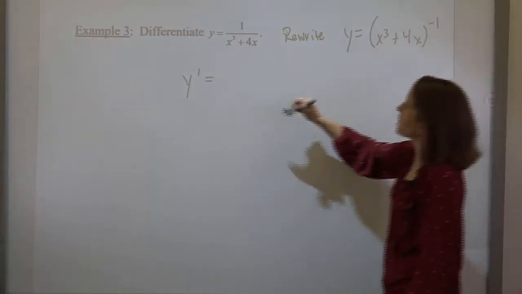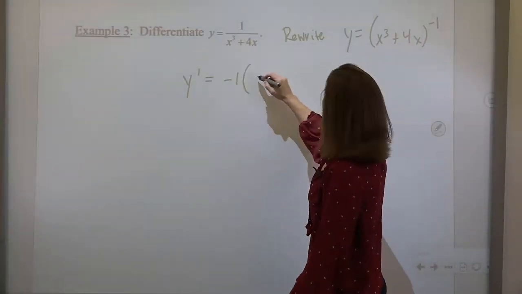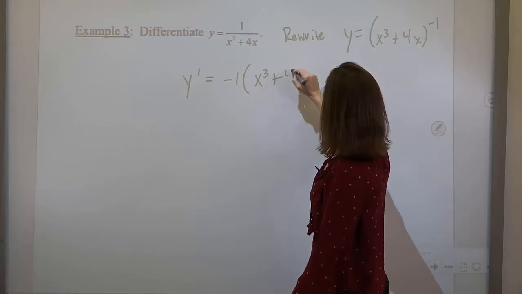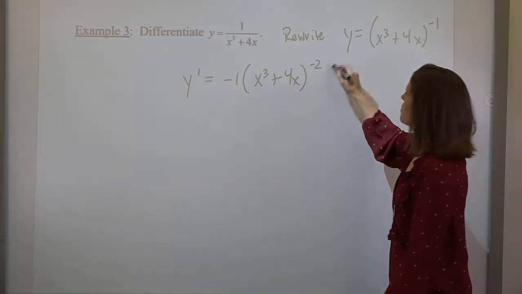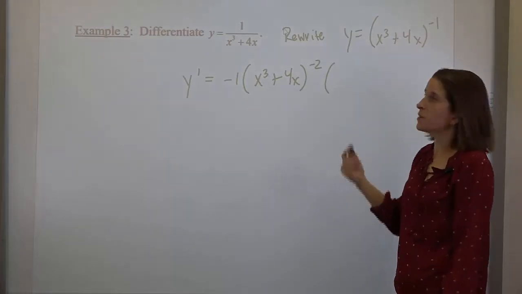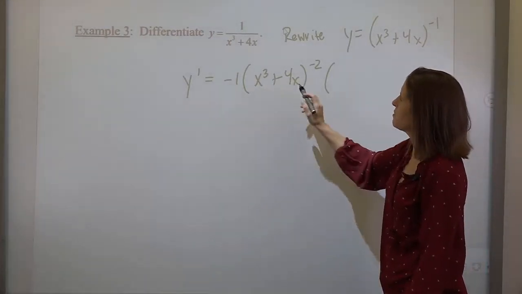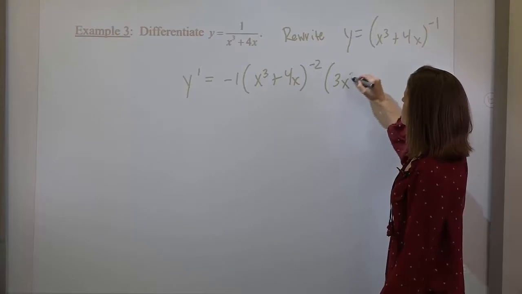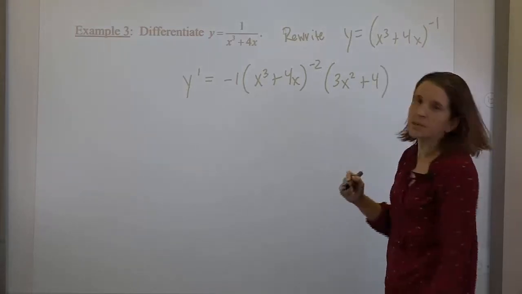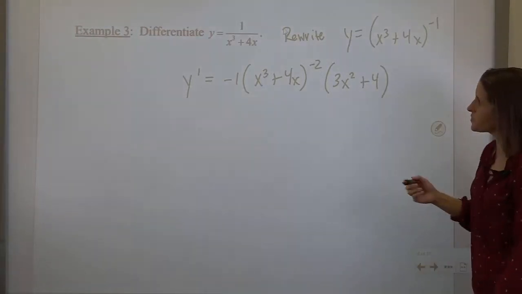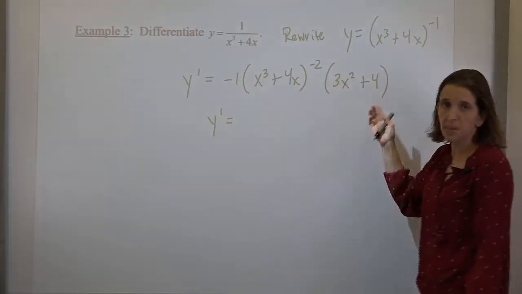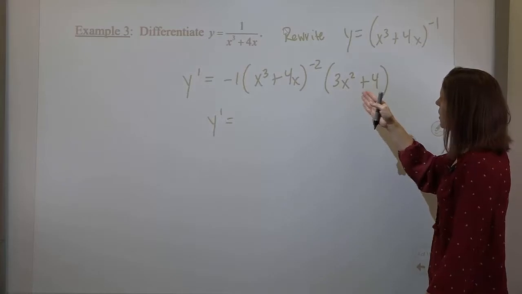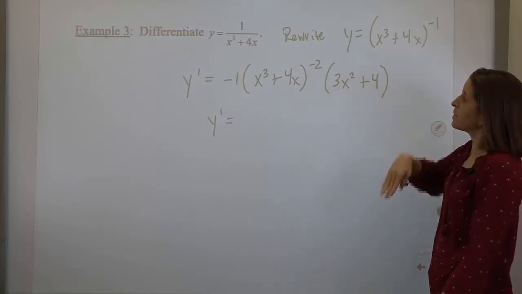So I'm going to bring down my power of negative 1, leave the inside alone, subtract 1 from that power, and then multiply by the derivative of the inside. Well, what is that? We go term by term. 3x squared plus 4. So you can see that in the last examples, I was taking that extra step of saying times d dx of the inside and then coming back and doing it.